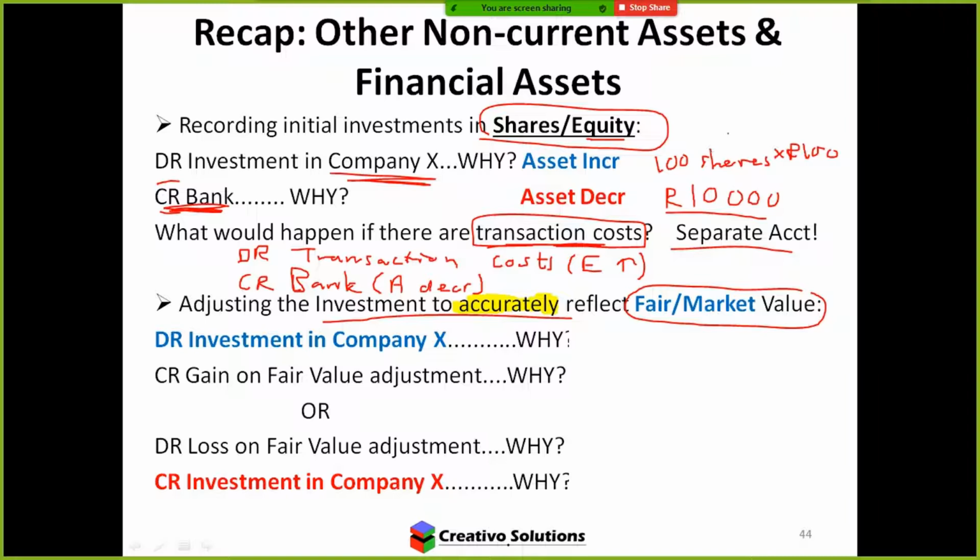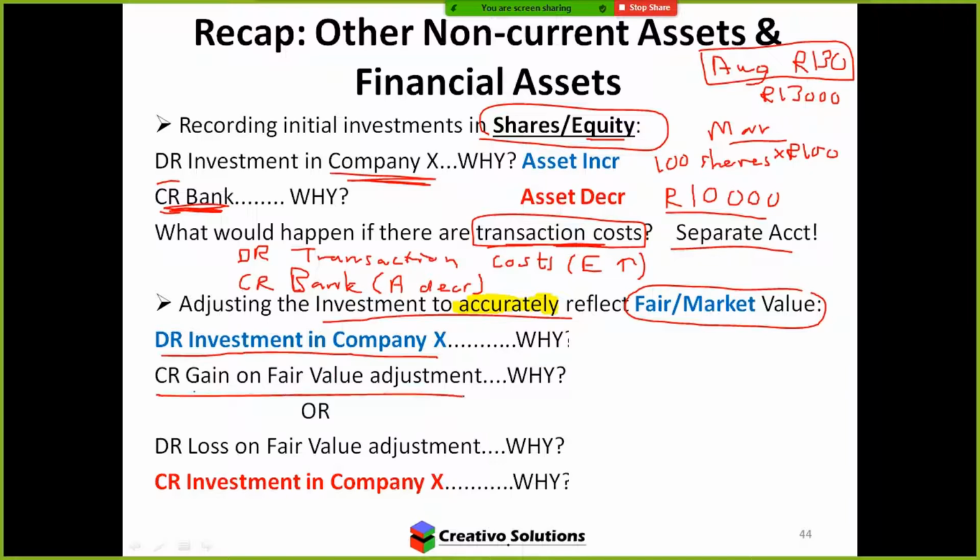Right, so assuming this happened, let's say in March, and now we're sitting in August. Those shares are now worth 130 Rand a share. What are we going to do? Well, if I'm looking at the investment, how much is the investment going to be worth now? It's going to be worth 13,000. Do you agree? Yes. 100 shares times the current price. So, will I increase the investment? Yes.